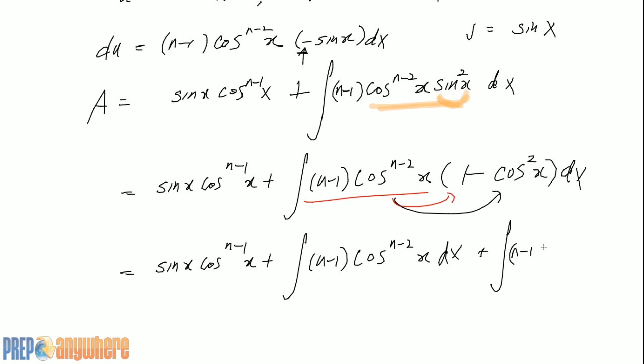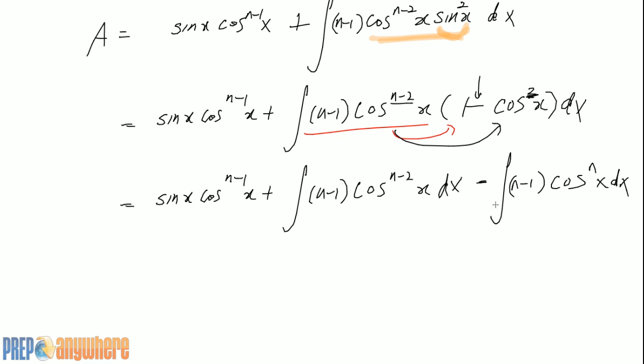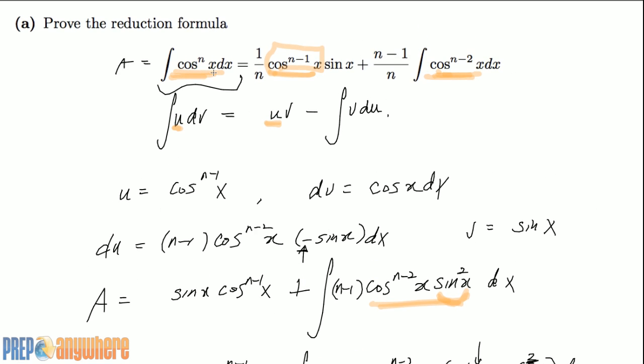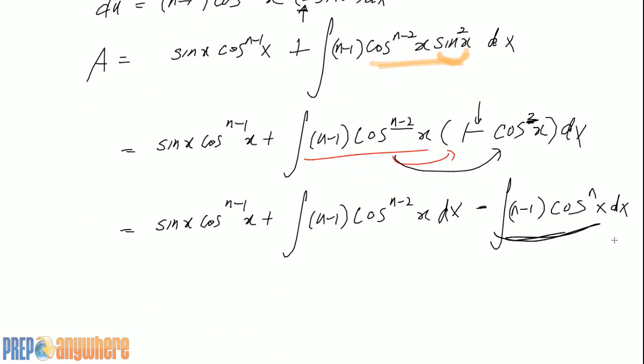Expand one more, and we get integral n minus 1 cosine^(n-2) x plus 2. Actually, with a negative sign in front, sorry, because this is negative at the front here, cosine to the power of n. Let's bring that to the other side, because if you notice, this is exactly what we started with, the integral of cosine to the power of n x.